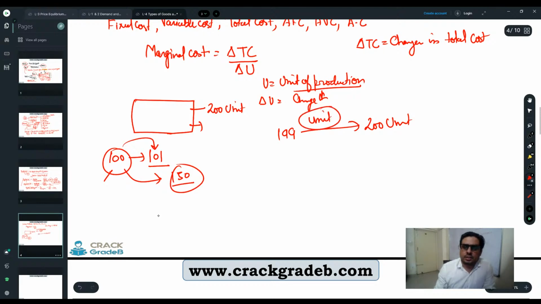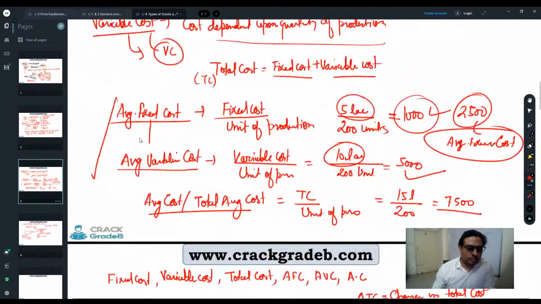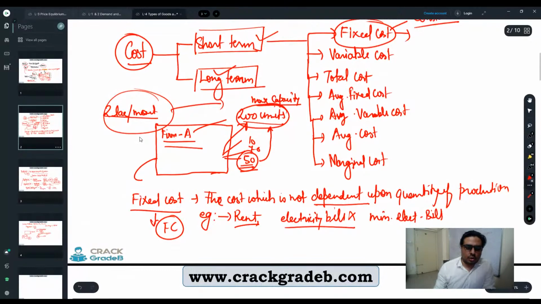A unit change means from 199 to 200. So there will be a slight change in the cost of the firm, right? But if we want to move from 200 to 201, what is the maximum capacity of this firm?